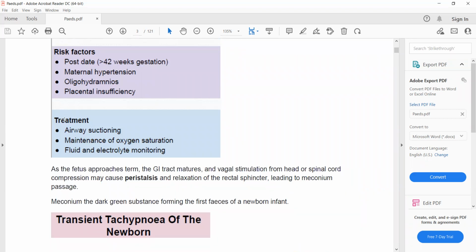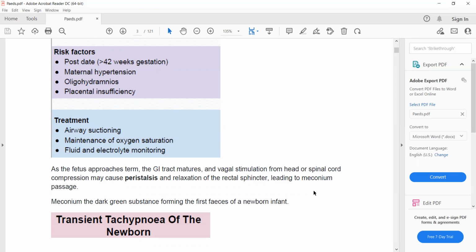Why does meconium aspiration occur in post-term infants? Because as the fetus approaches term, the GI tract matures, and vagal stimulation from the head and spinal cord compression may cause peristalsis and relaxation of the rectal sphincter, leading to the meconium passage. So as the baby reaches term, due to vagal stimulation, this rectal sphincter relaxes and that can lead to the passage of meconium, which can be aspirated, which can lead to respiratory distress in the neonates.